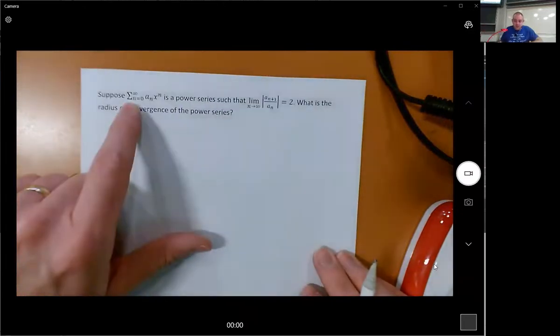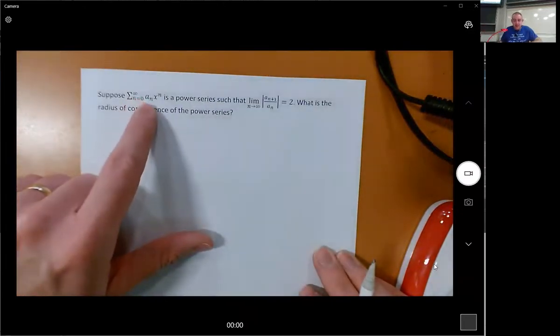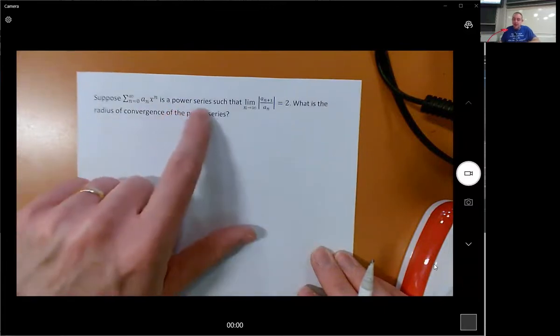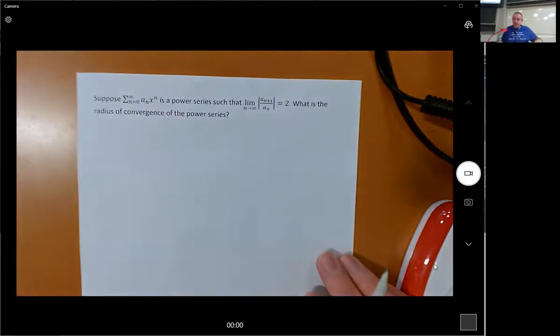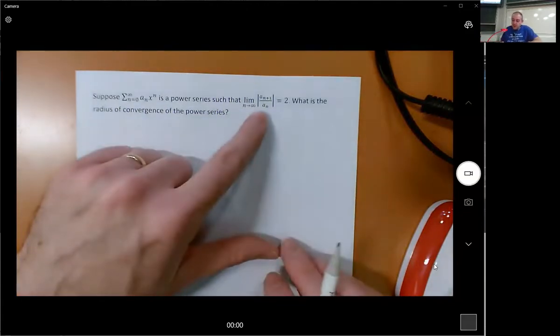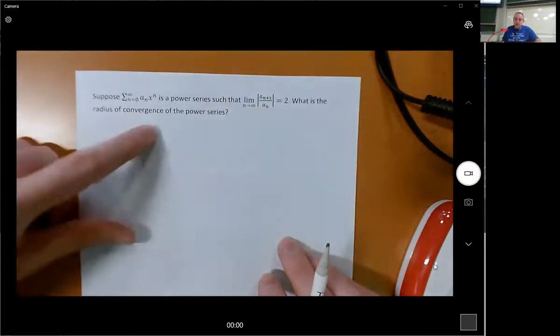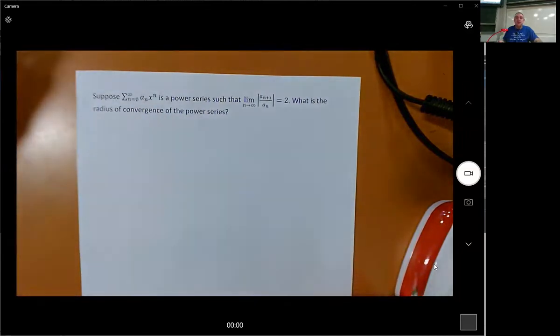Suppose the sum from n equals 0 to infinity of an times x to the power of n is a power series such that the limit as n goes to infinity of the absolute value of an plus 1 over an is 2. What is the radius of convergence of the power series? Okay. Let me just think about that.